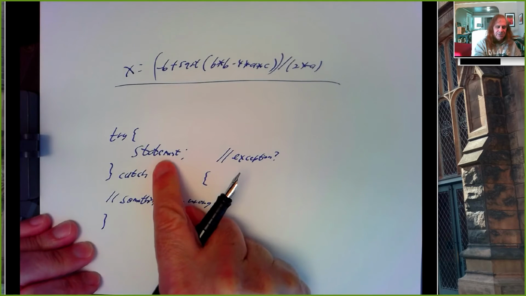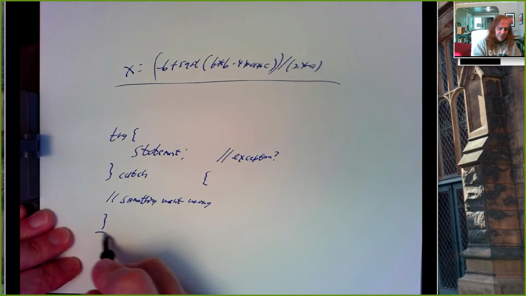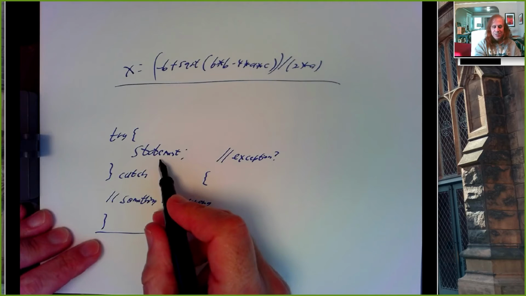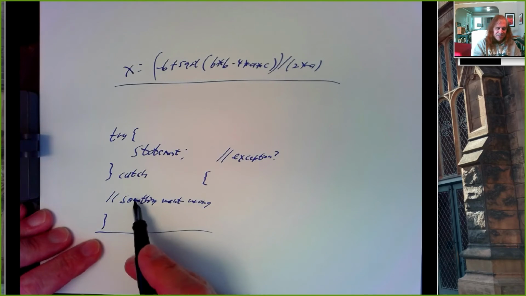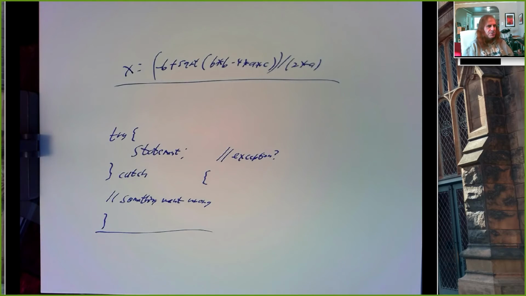So try to execute this statement. If it succeeds, it'll ignore the catch block and just continue down here. But if something goes wrong in here and it throws an exception, instead of giving up, it will jump down here to this catch block and start executing these statements. So it's a very controlled way to manage unexpected situations.